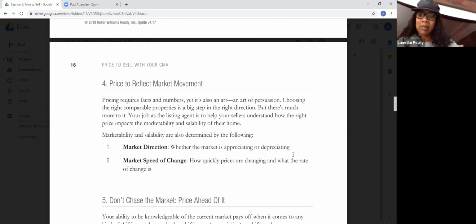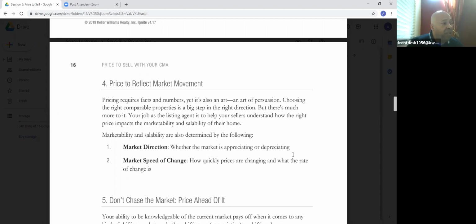Market direction, whether the market is appreciating or depreciating. I don't see a lot of movement at all. What I'm going to do after this meeting is research the closings and see what's closing right now. I don't think many escrows are being opened now, but we'll see.